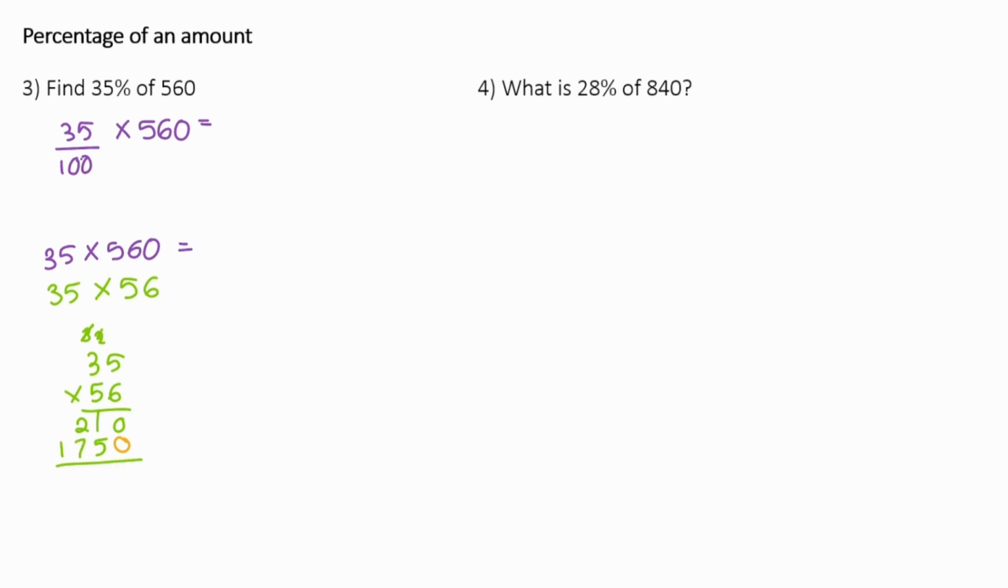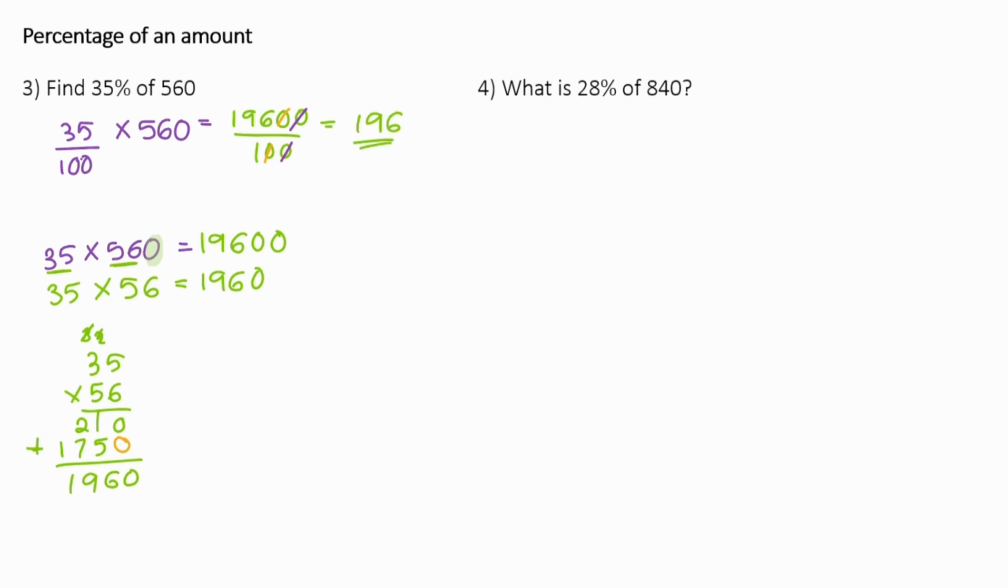And when I add that up, I get 1,960. That means 35 times 560 is going to be that answer with an added 0 at the end. So 19,600. And my denominator will be 100. So I can simplify this by cancelling zeros. So 1 there with the numerator and denominator, and a second one there. And my answer is therefore 196.